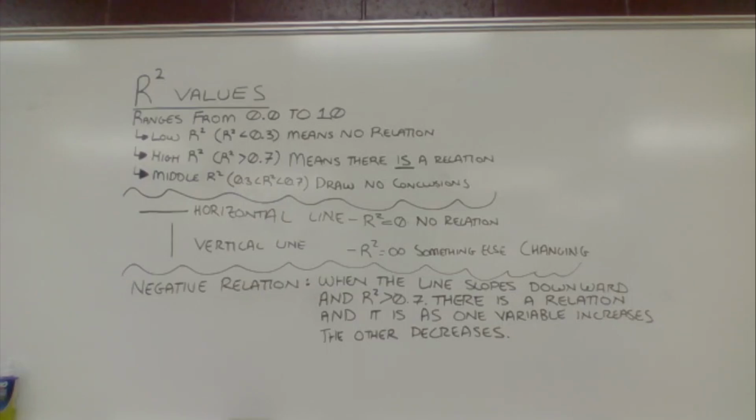Finally, we talk about negative relations when the line slopes downward and R squared is greater than 0.7. That means that there is a relationship and it is as one variable increases, the other decreases. The example I gave or used was talking about your energy or engagement in a class as time went on. I'm sure you can come up with your own examples.